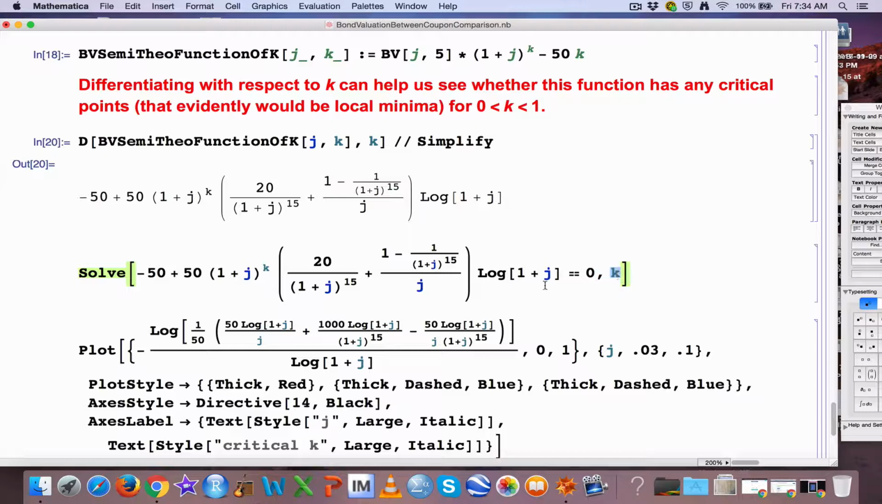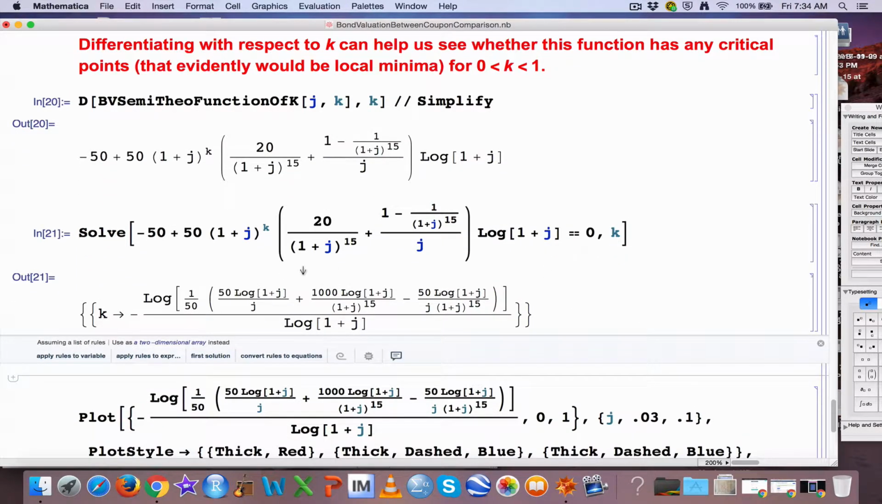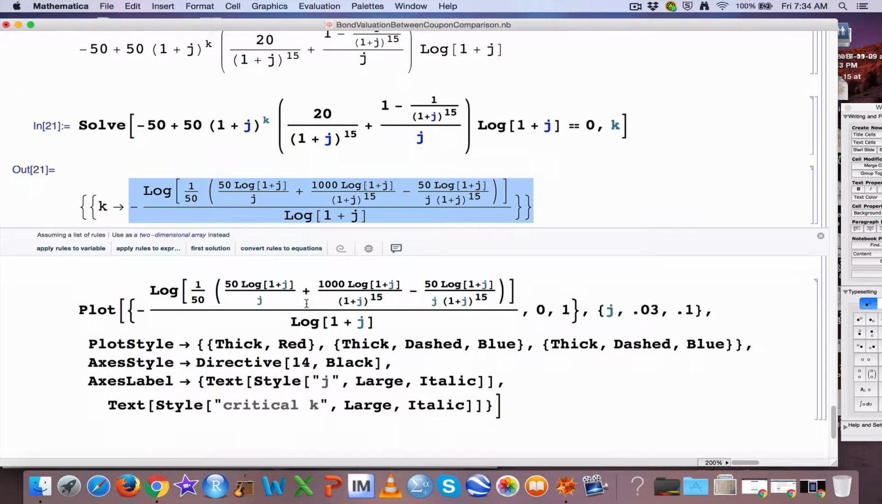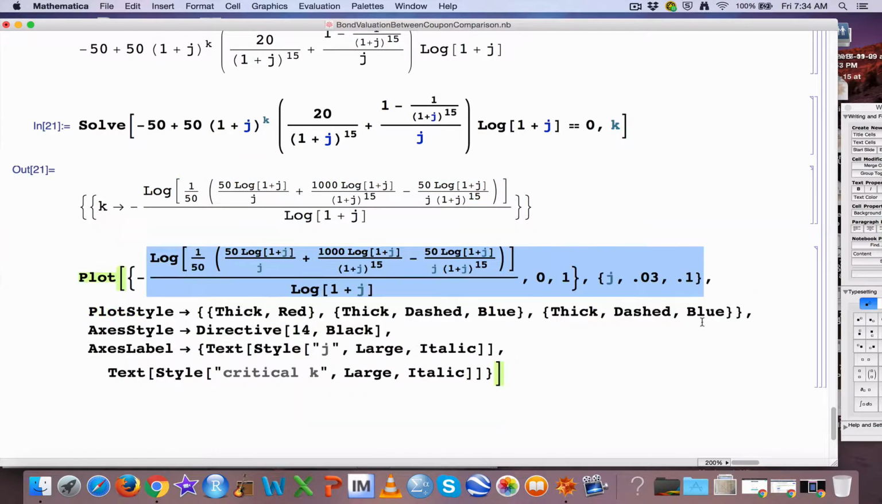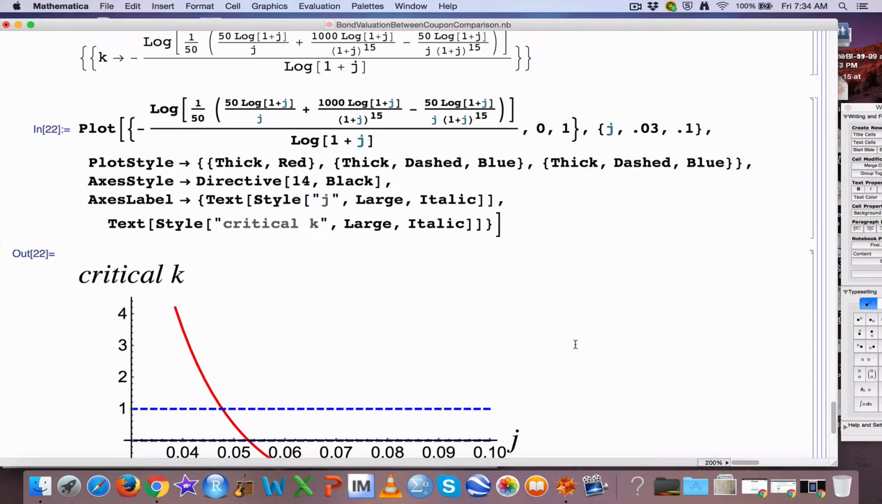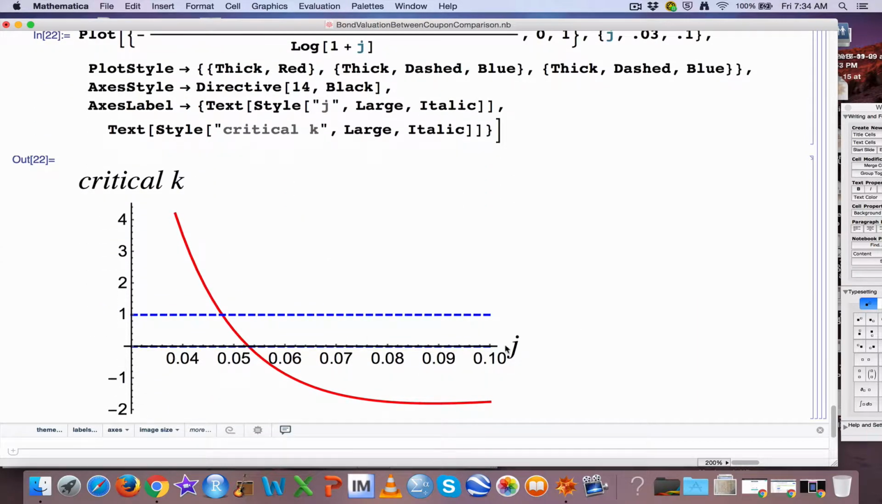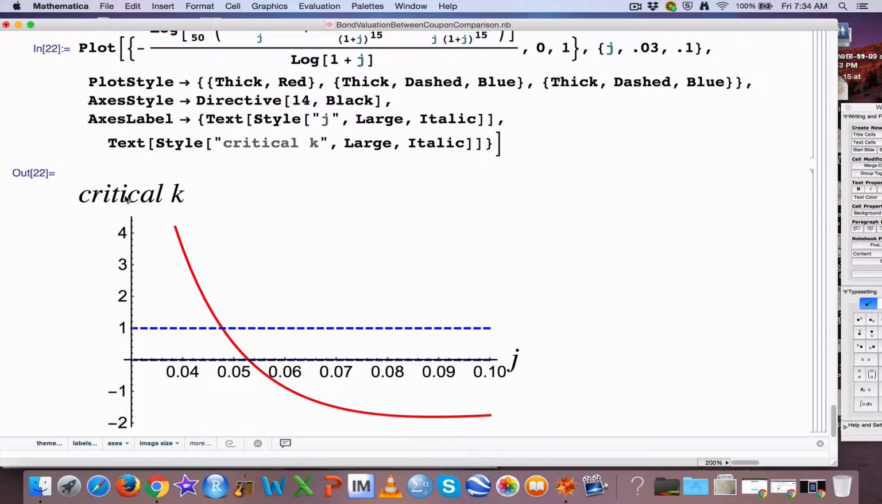Okay, and when you're doing this, even though there's the j in there, you're thinking about j being fixed here and k being the variable. When you enter this code, it solves, and it's a pretty complicated looking critical point. Now, what's the most important thing to understand about this? I'm going to graph this now as a function of j. The labels on the axes will be helpful. So the horizontal axis is j. The vertical axis is labeled critical k.